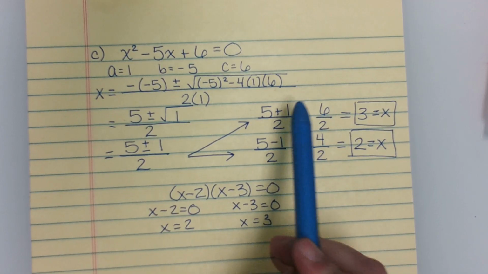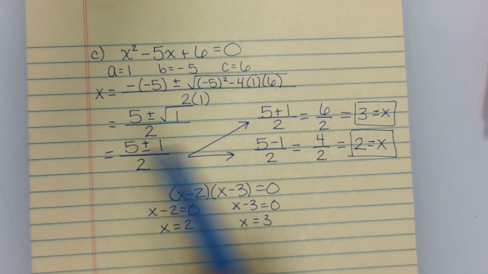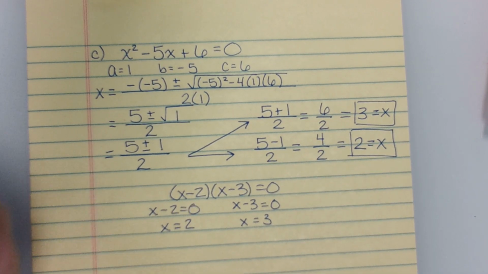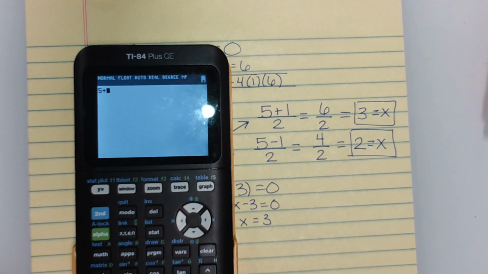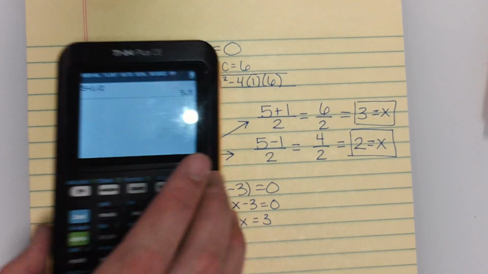But if these are like terms, you do need to combine them. And then simplify your fraction. Do not go to your calculator and try to type in 5 plus 1 divided by 2. Calculator don't get it. He's confused.